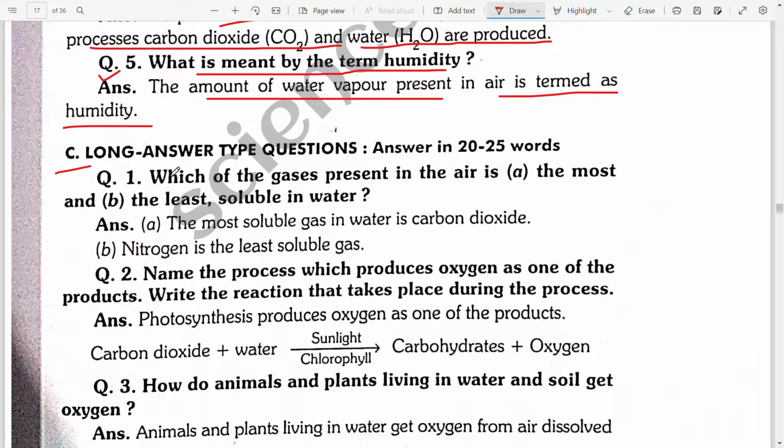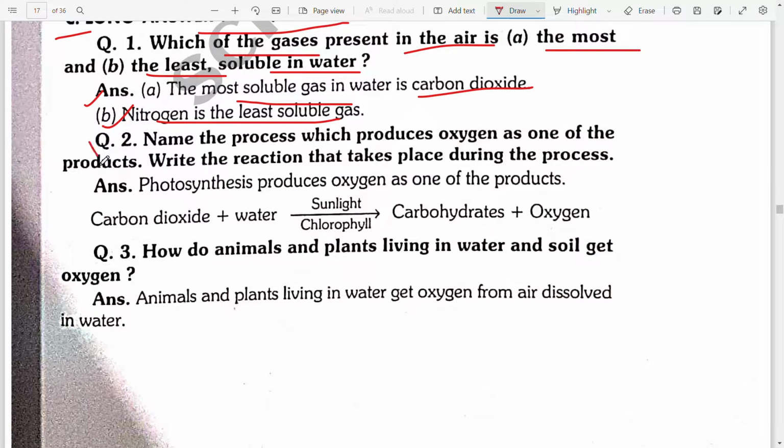C. Long answer type questions, answer in 20 to 25 words. Question number 1. Which of the gases present in air is the most and the least soluble in water? So answer is the most soluble gas in water is carbon dioxide and nitrogen is the least soluble gas in water. Now second, name the process which produces oxygen as one of the products. Write the reaction that takes place during the process.